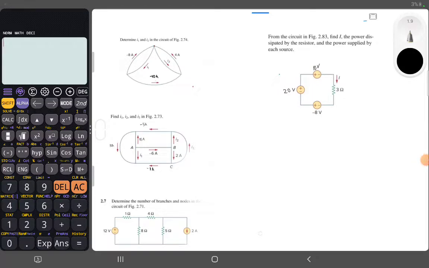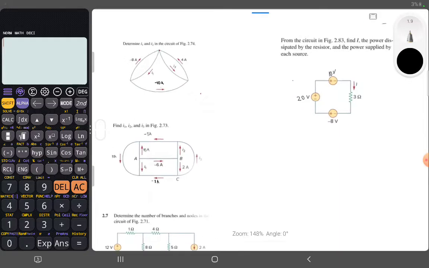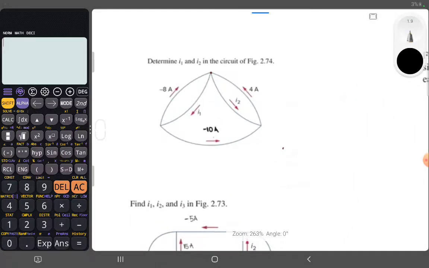Okay guys, good day. So today the purpose of this video will be the solution of your quiz. Okay, so let's first answer our problem number 1. Determine I1 and I2 in the circuit of figure 2.74.